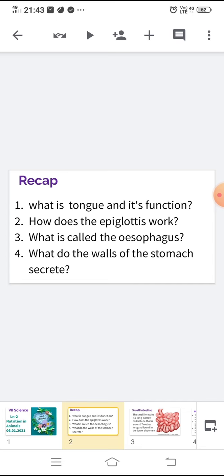What do the walls of the stomach secrete? The walls of the stomach secrete digestive juices, acid and mucus. In the previous class, we learnt about the tongue and its functions and also the digestion in the stomach. Let us continue the topic: digestion and absorption in the small intestine.